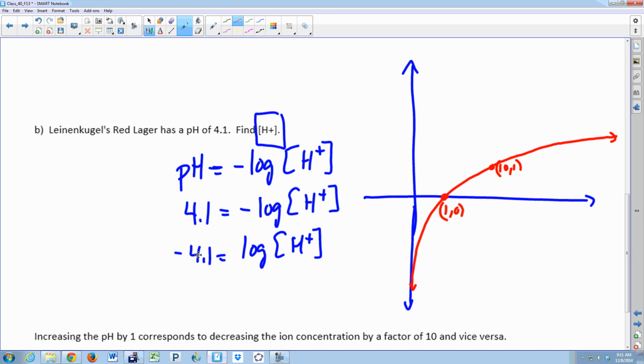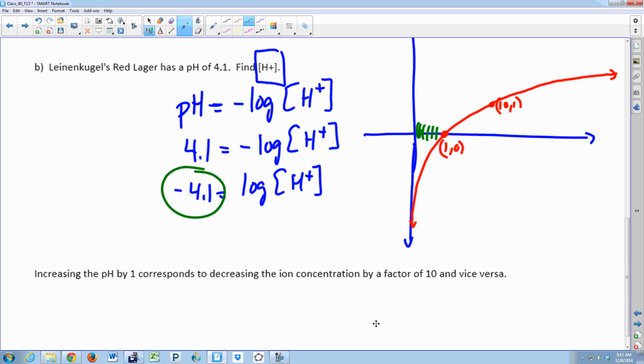And so if my log is a negative number, remember, this is your output, this is your y value. That means you have to be a number between 0 and 1. If your output, here's your log right here, here's your pH, I mean, if you're negative, you have to be a number between 0 and 1. Okay, it's going to be some small number here. All right, so let's find this.